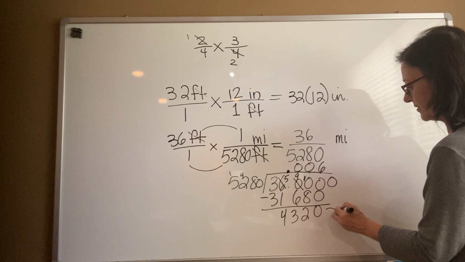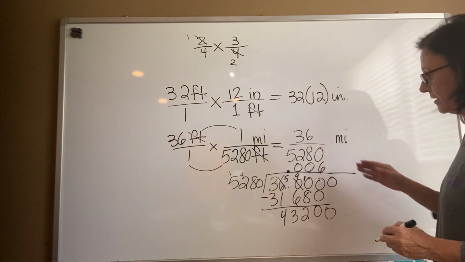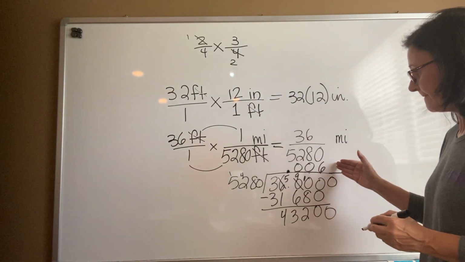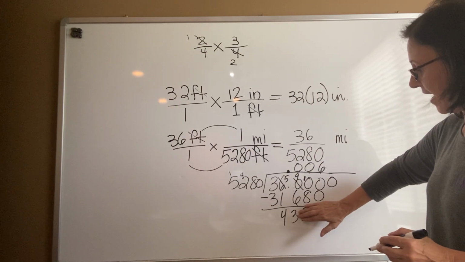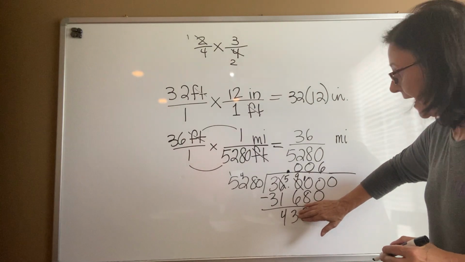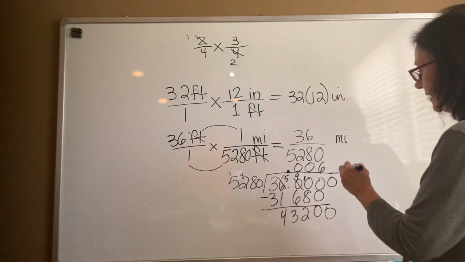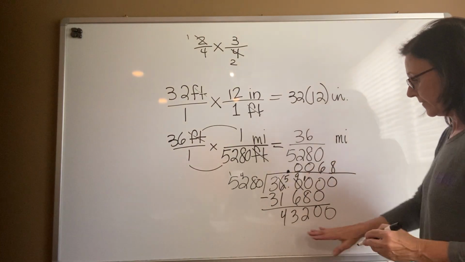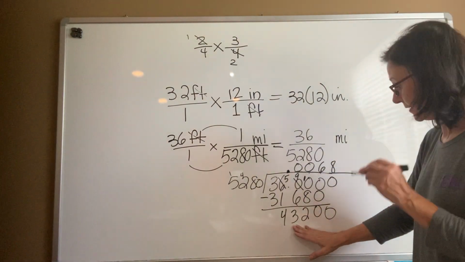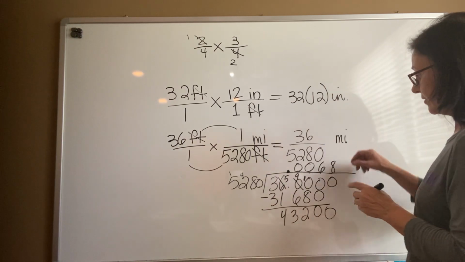Now we can add another 0. I only believe this goes out 4 decimal places. Now, how many times does 5 go into 43? It's about 8, because 8 times 5 is 40. So because I still have 3,000 more to go, I'm going to go ahead and use 8.